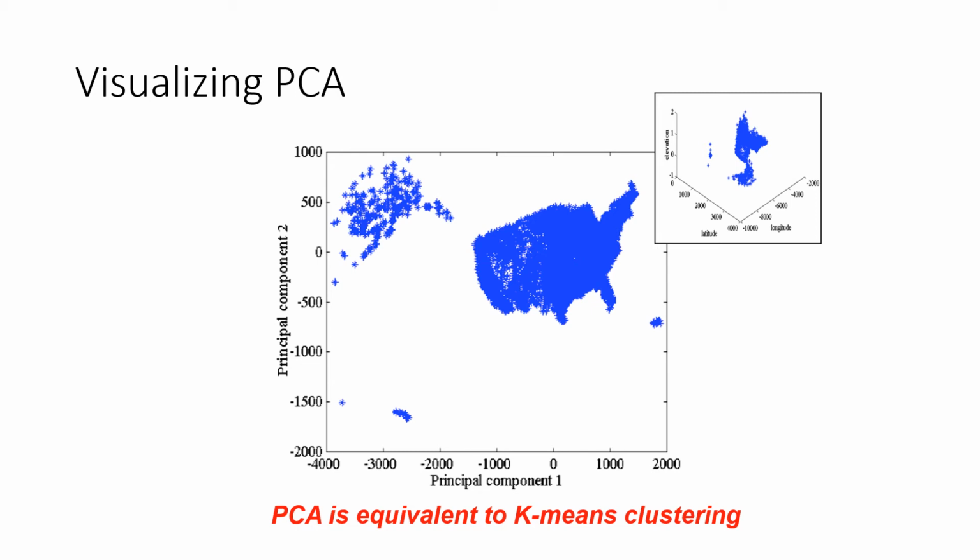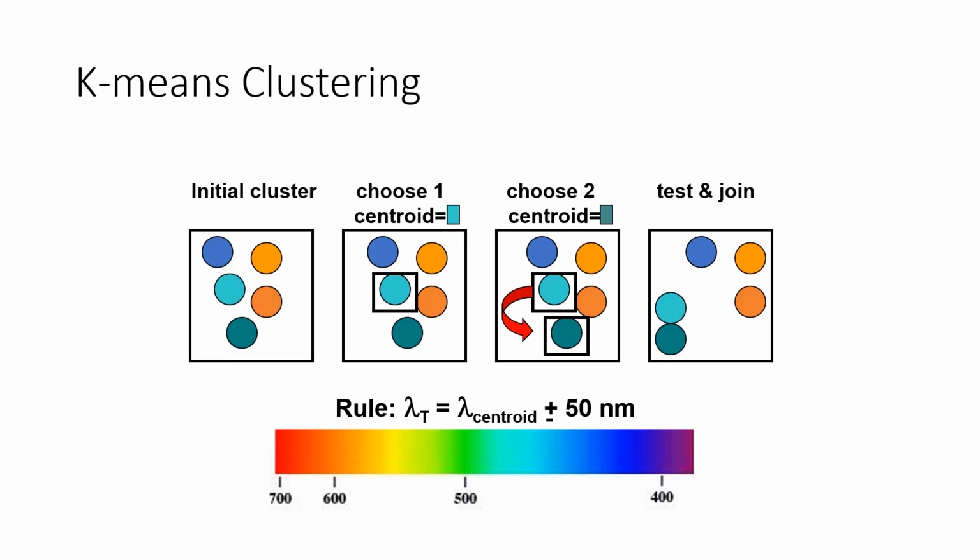This illustrates that principal component analysis is mathematically equivalent to k-means clustering. And people have actually proven it using sophisticated math and theory. So you can generally interpret PCA as a form of k-means clustering. And this is why we introduced clustering before we introduced PCA, just to show you that the two are very much related.